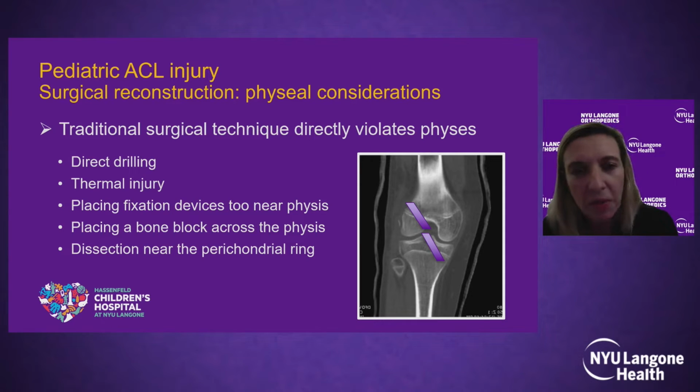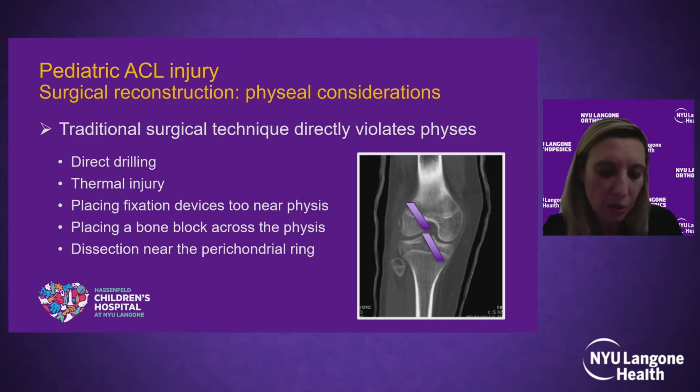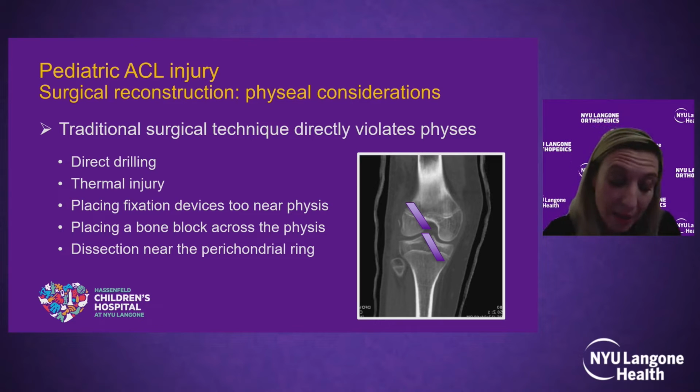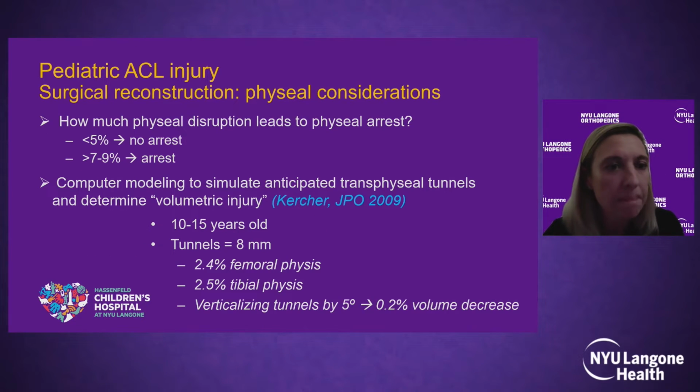And in terms of physeal considerations, why do we even talk about this? The reason is because our traditional surgical techniques directly violate the growth plate. It can be injured through direct drilling or thermal injury, placing fixation devices too near the growth plate, a bone block across it, or dissection too near the perichondrial ring.